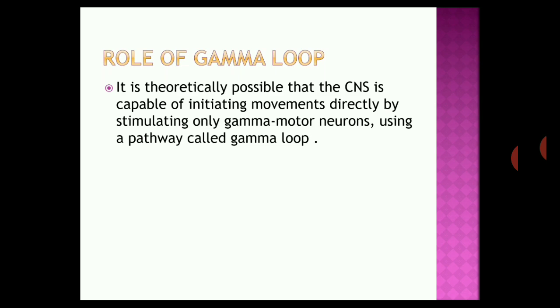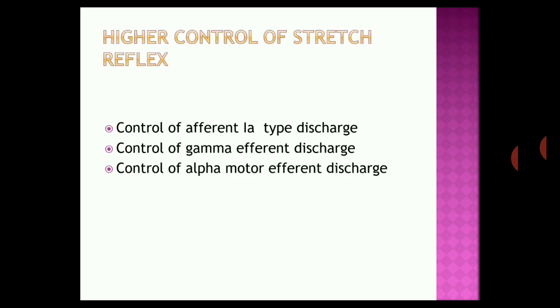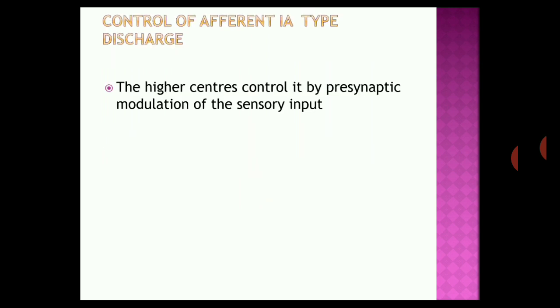Higher control of stretch reflex. So stretch reflex can be controlled by three mechanisms: control of afferent primary type of discharge, control of gamma efferent discharge, and control of alpha motor efferent discharge. So first, control of afferent primary type discharge. The higher centers control it by presynaptic modulation of sensory input.